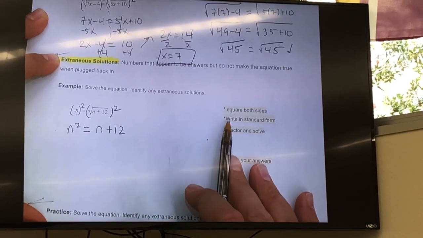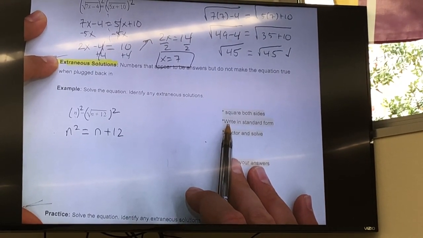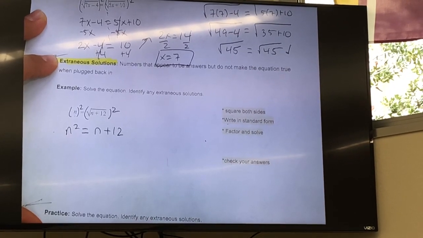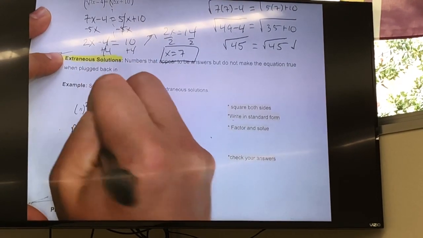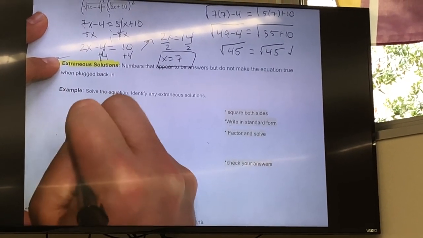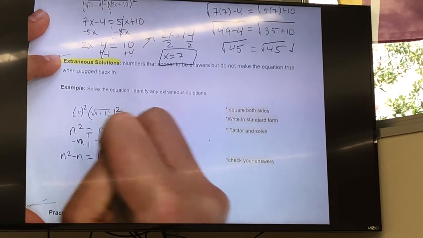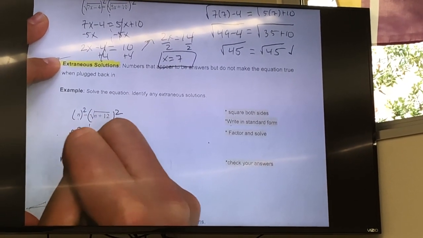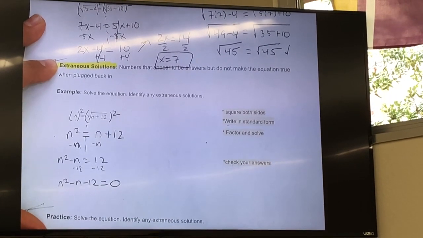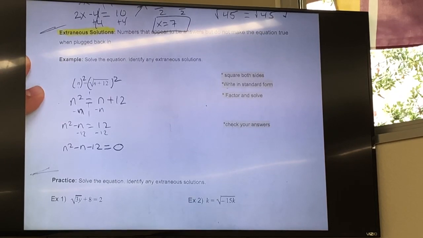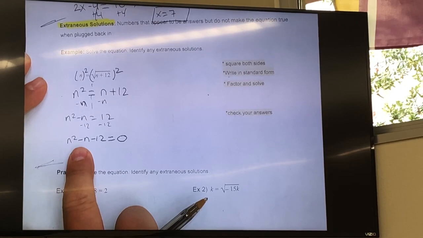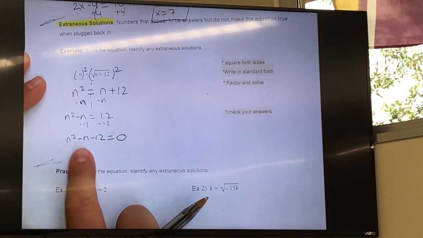Again, a super important part right here is please make sure you all change it into standard form, which means setting it equal to 0. So we are going to subtract n. n squared minus n is equal to 12, and subtract 12: n squared minus n minus 12 is equal to 0. All right, we are now dealing with a quadratic equation again. We're going to use factoring if it can easily be factored, which it can be.